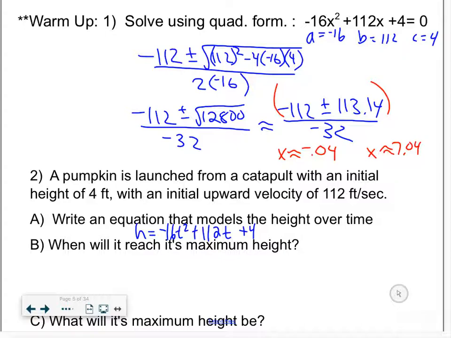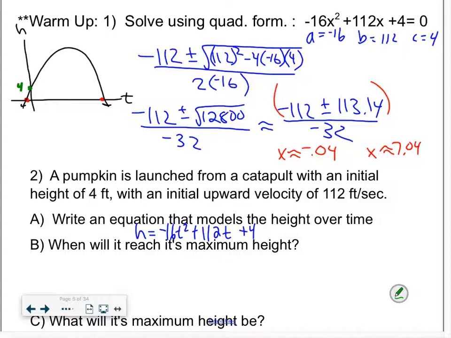So if we think of what our solution in the warm-up represents, we do a height-time graph, just a really rough sketch, we're not going to graph it accurately right now. Those two solutions, negative 0.04 seconds, would be just barely to the left of the y-axis, and 7.04 seconds. So the graph would be a parabola that does that, and its y-intercept would be 4.